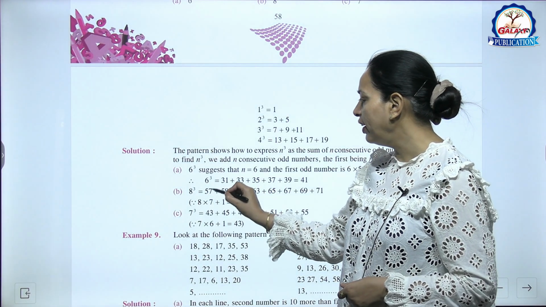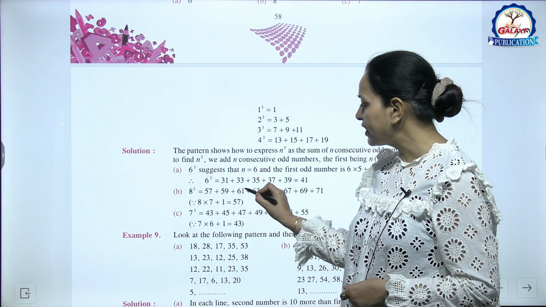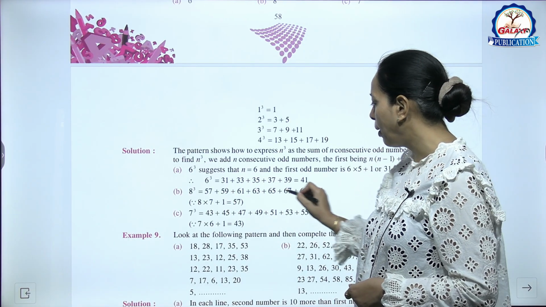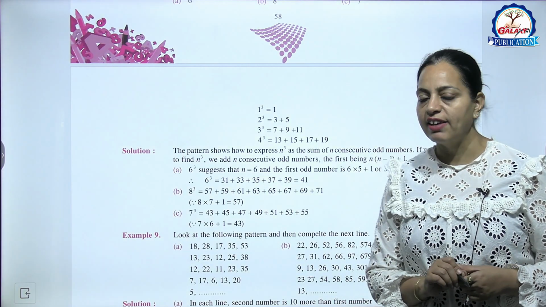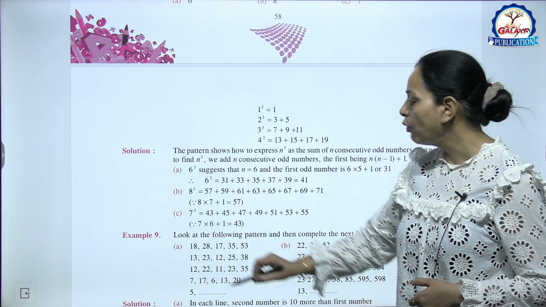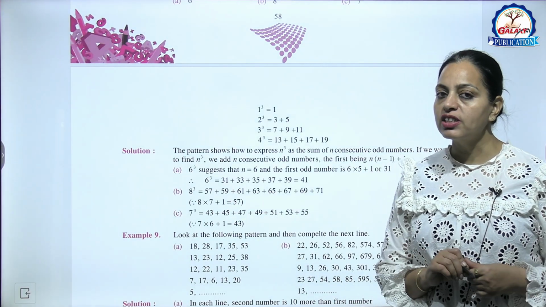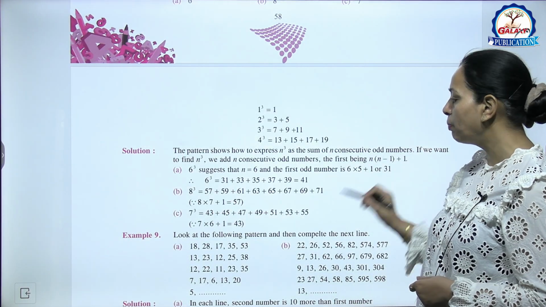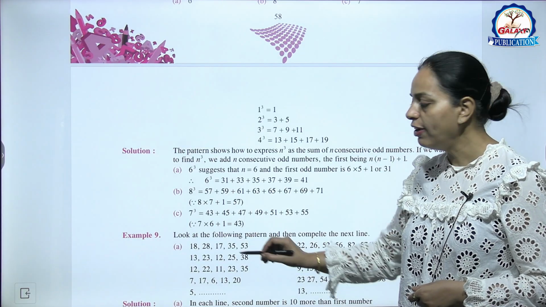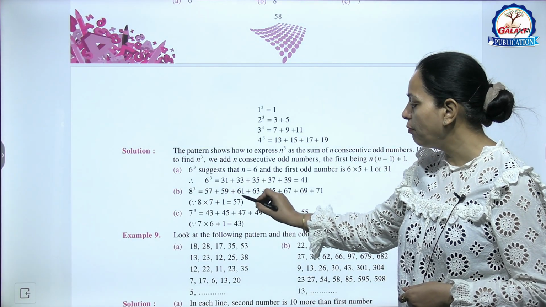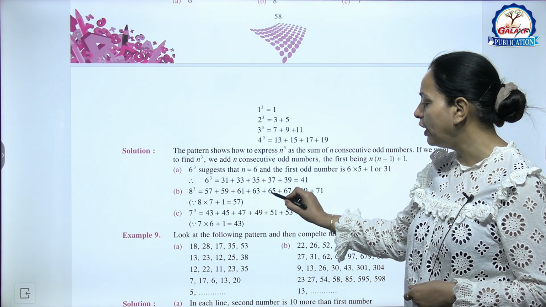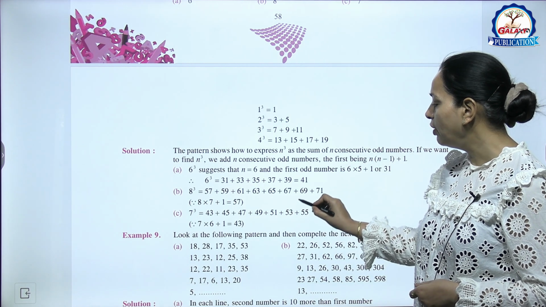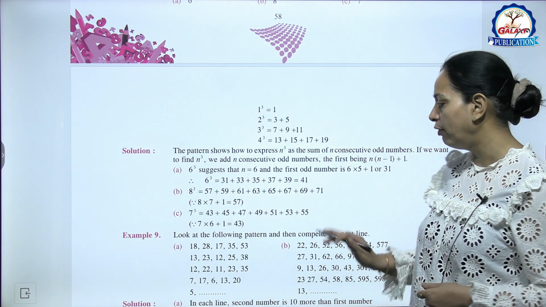तो 57, नेक्स्ट 59, देन 61, 63, ऐसे हम 8 नंबर्स ले लेंगे, वो आएंगे 71 तक. ओके, नाउ सी पार्ट 7 क्यूब, तो फर्स्ट नंबर क्या होगा, 7 into 6 plus 1, दैट इज 43. तो 43 plus 45 plus 47 plus 49 plus 51 plus 53 plus 55, right?